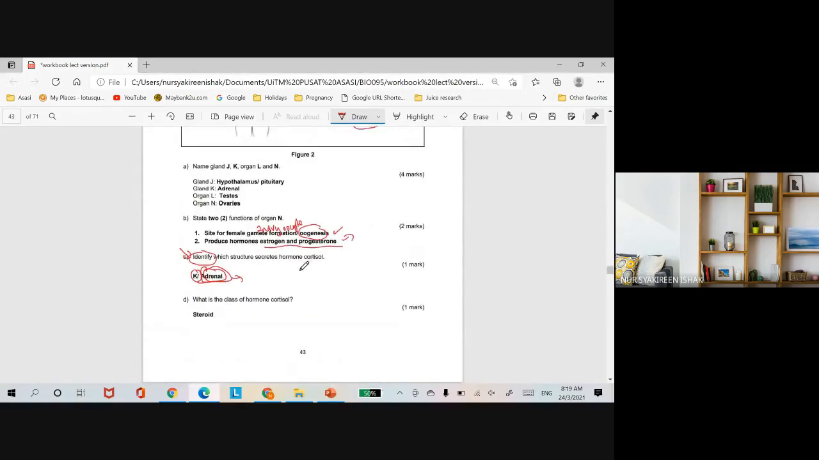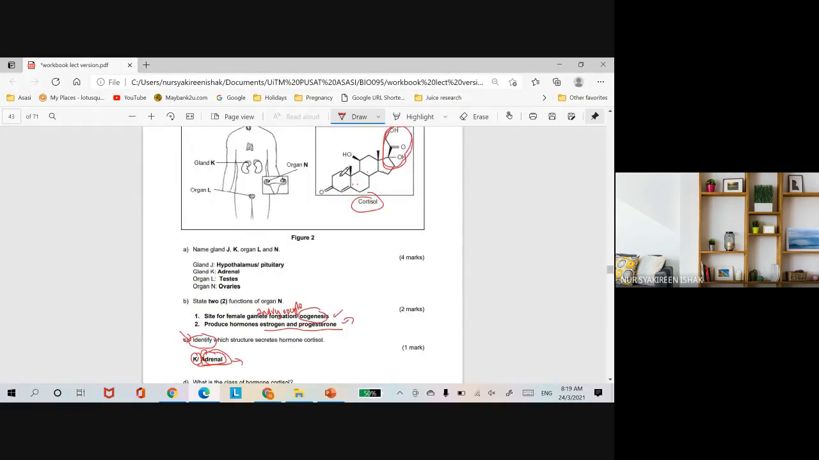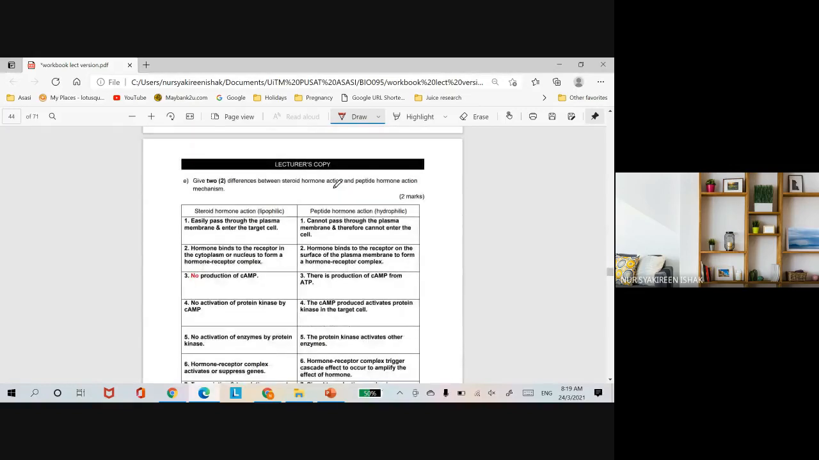A protein consists of amino acids. This one, a steroid, consists of four rings, and its precursor is cholesterol. Next, E, give two differences between steroid hormone action and peptide hormone action. Based on the composition of the hormone, you have to know how the hormone works, the mechanism of action. If the hormone is made up of steroid, it is a lipid soluble hormone. If the hormone is made up of amino acids, a peptide or polypeptide chain, it is a peptide hormone action, which you can also call a water soluble hormone. The first one is a lipid soluble hormone.